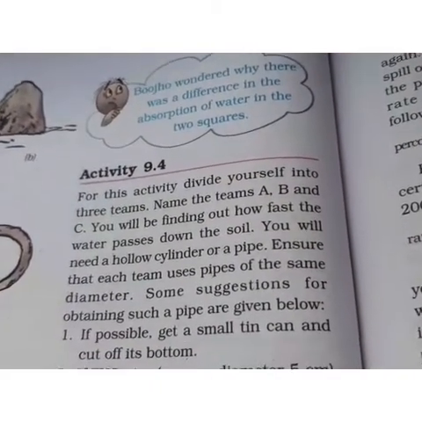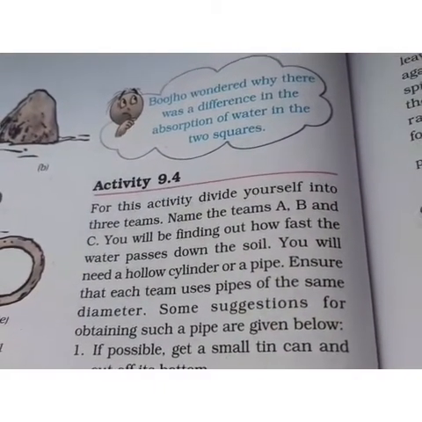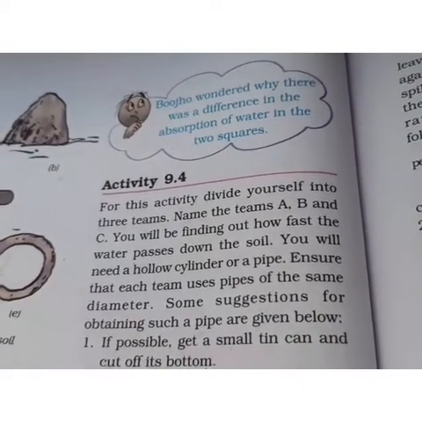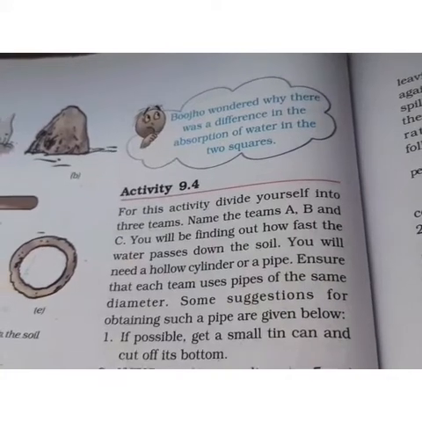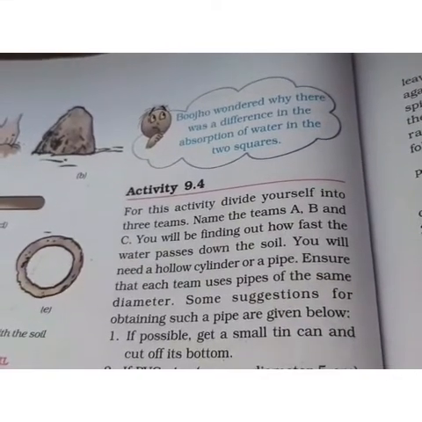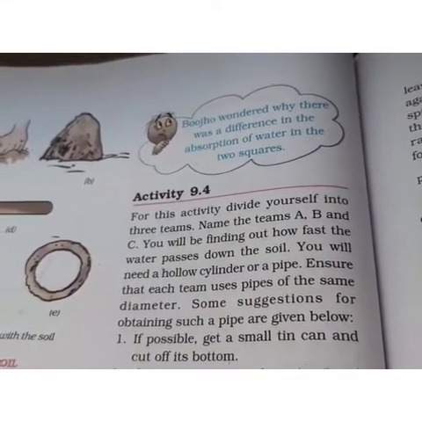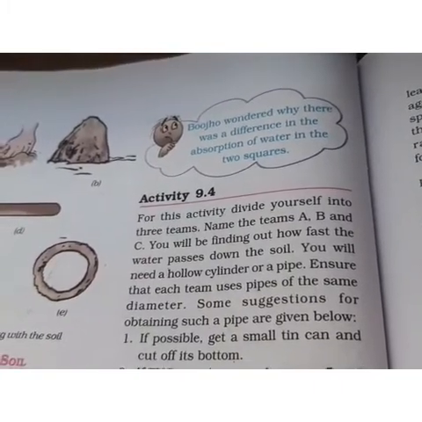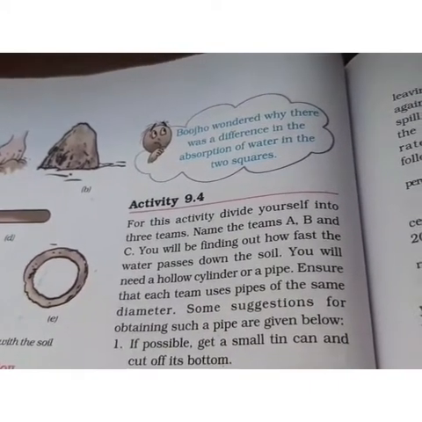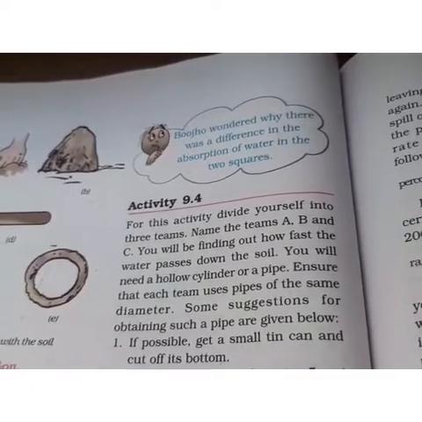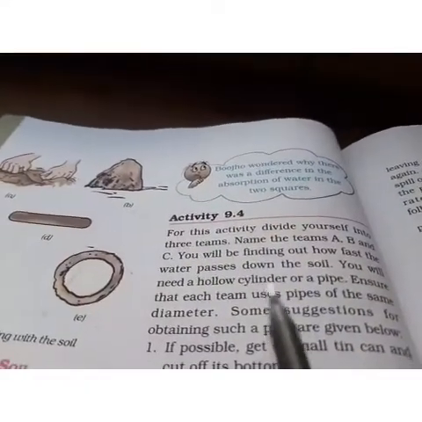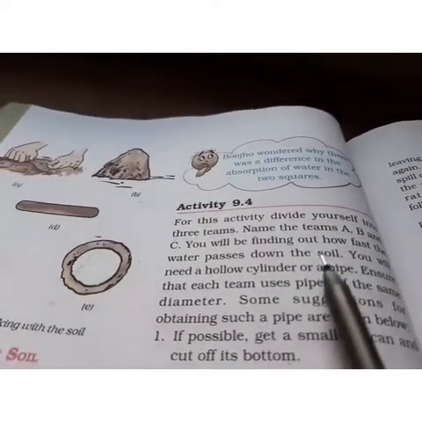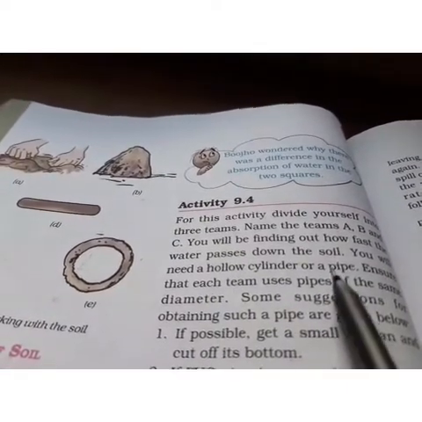For this activity, divide yourself into 3 teams. Now, team A, B, and C, you will be finding out how fast the water passes down the soil. Here in this activity, we have to see how water is absorbed quickly by the soil, which type of soil absorbs the water quickly, and more amount of water is absorbed also by the soil.